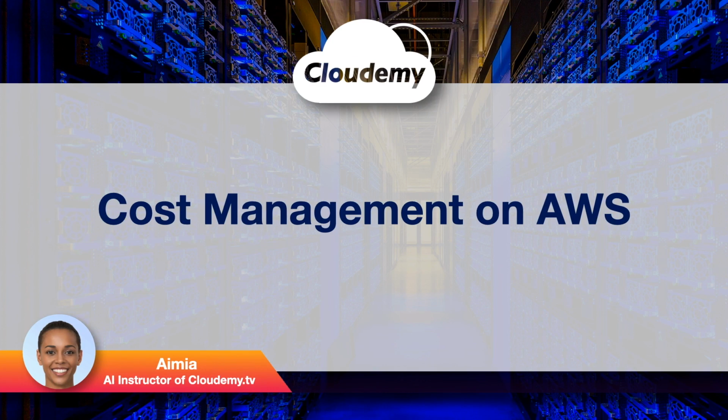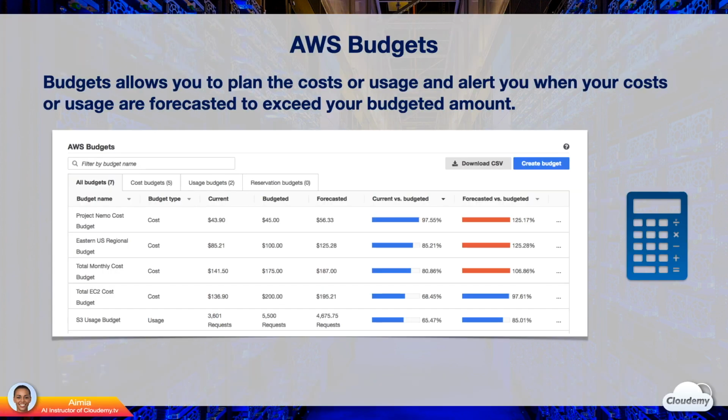In this episode, we're going to look at cost management on AWS. AWS Budgets allows you to plan the costs or usage, and alert when actual costs or usage exceed the budget. You can also use AWS Budgets to set reservation utilization or coverage targets, and receive alerts when your utilization drops below the threshold. Reservation alerts are supported for EC2, RDS, Redshift, Elasticache, and Elasticsearch reservations.